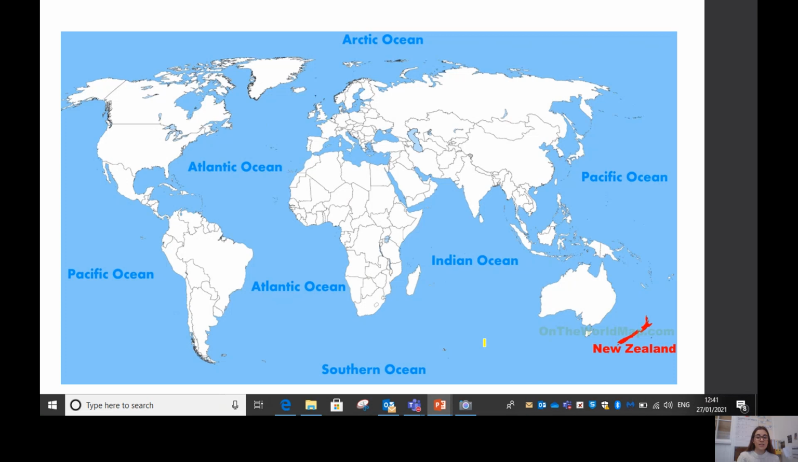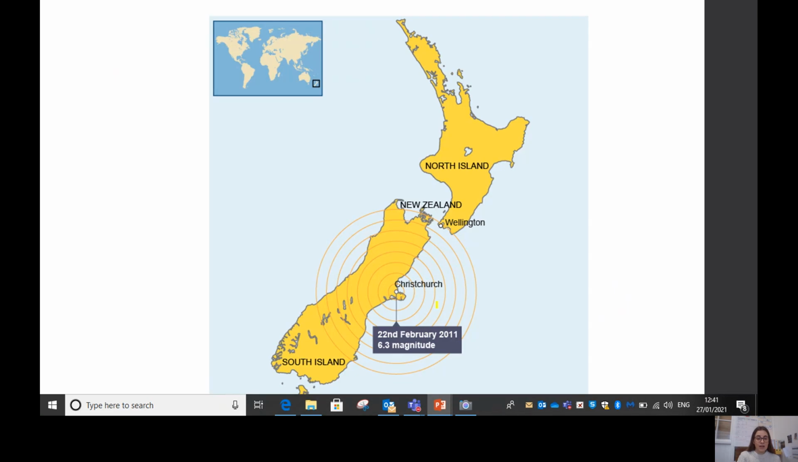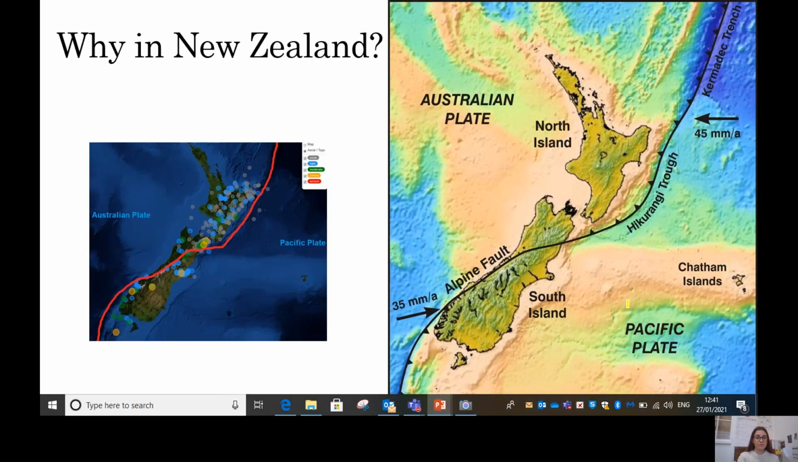So here is a map of the world. New Zealand is located right down here, next to this bigger country, which is Australia. And here in New Zealand is Christchurch. So Christchurch is one of the biggest cities in New Zealand.